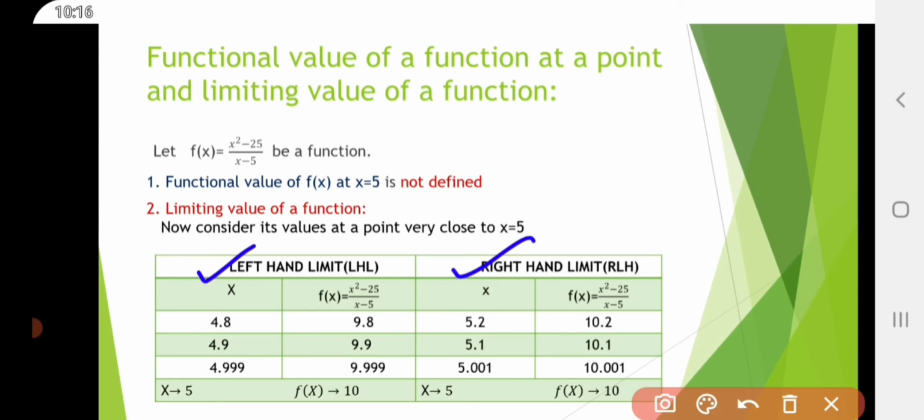When x tends to 5 from left hand side, the function tends to 10. This is left hand limit. When x tends to 5 from right hand side, f of x tends to 10. This is right hand limit. Understood?